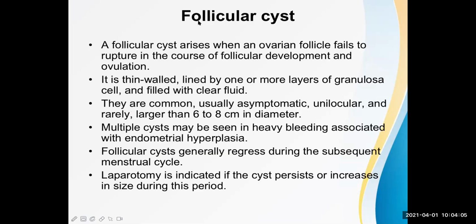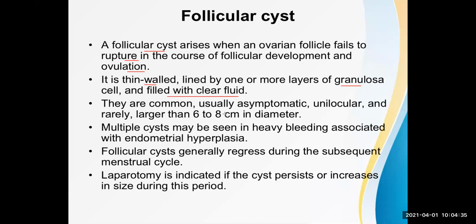Now let's start with the follicular cyst. A follicular cyst arises when an ovarian follicle fails to rupture in the course of follicular development and ovulation. So when it fails to rupture, then a follicular cyst arises. It is thin walled, lined by one or more layers of granulosa cells and filled with clear fluid. Remember that the antrum is still there.